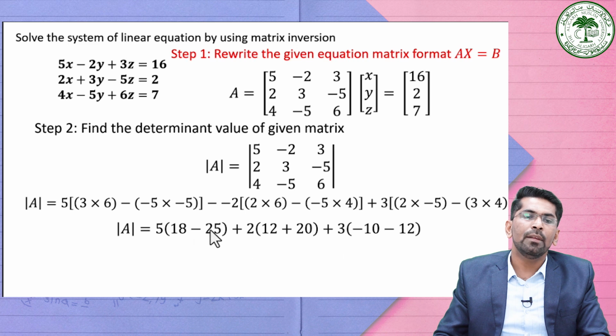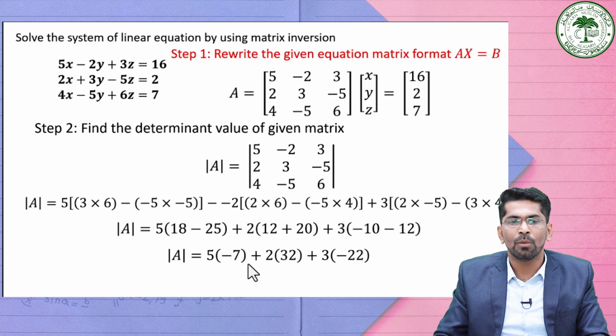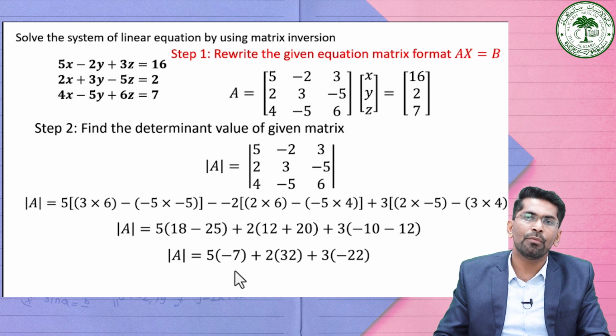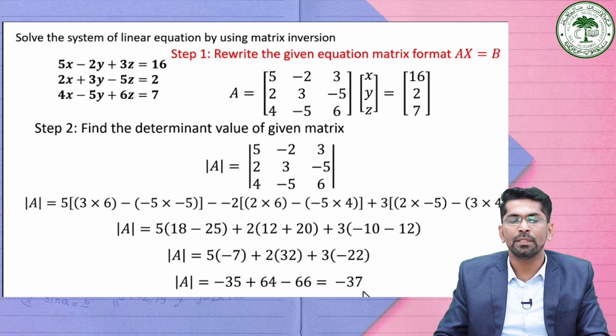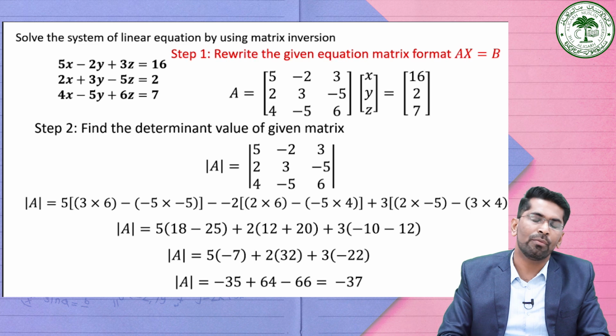If you take the difference between these two values, then 18 minus 25 is equal to minus 7, 12 plus 20 is equal to 32, then minus 10 minus 12 is equal to minus 22. If you go for multiplying these terms, it is equal to minus 35 plus 64 minus 66, which is equal to minus 37. So minus 37 is the determinant value of the given matrix.